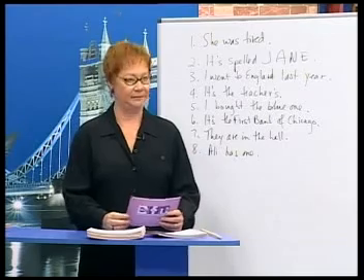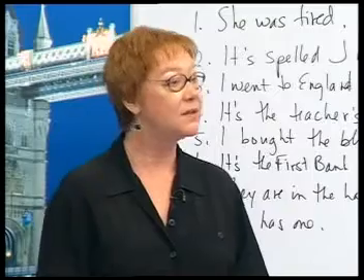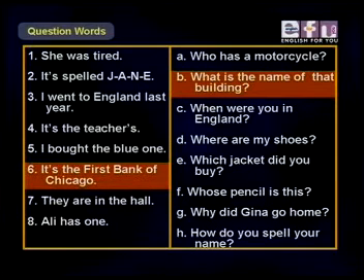Okay, good. Ali. I bought the blue one. Which jacket did you buy? Susan. It is the First Bank of Chicago. What is the name of that building? It's the First Bank of Chicago.